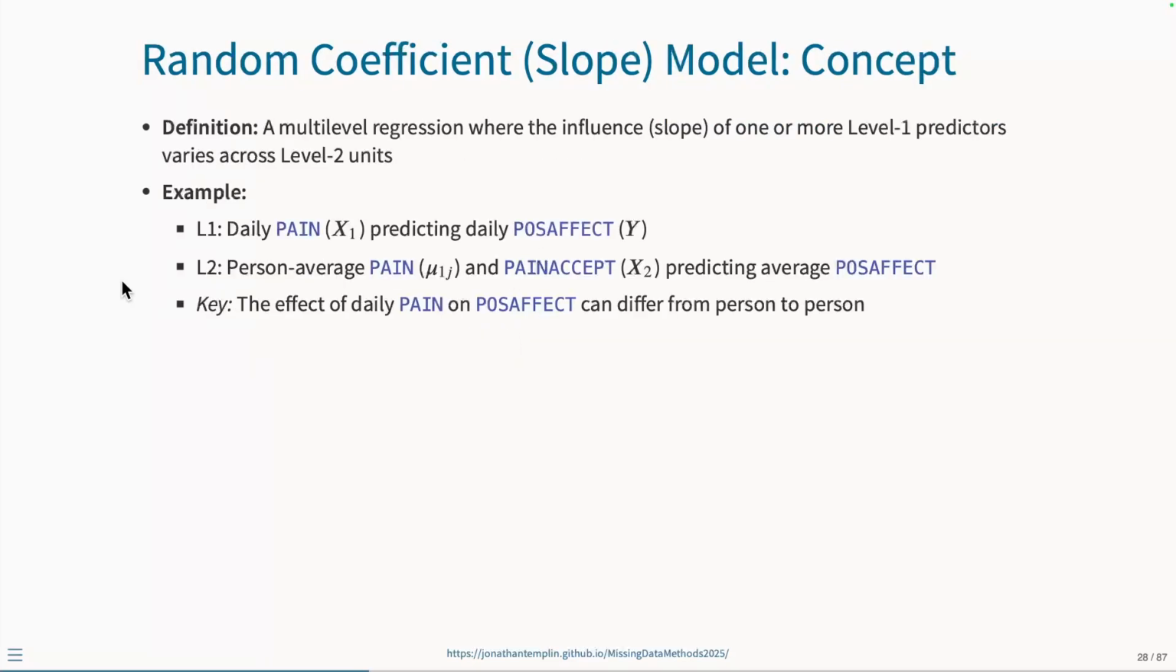So our random slope model, the concept of this is a multi-level regression where the influence of the slope of one or more level one predictors varies across level two units. So here, daily pain may predict daily positive affect, and person average pain and pain acceptance may also predict positive affect. The key is the effect of daily pain on positive affect can differ from person to person. That's the random slope, right? Each person's effect of daily pain may be different, right?